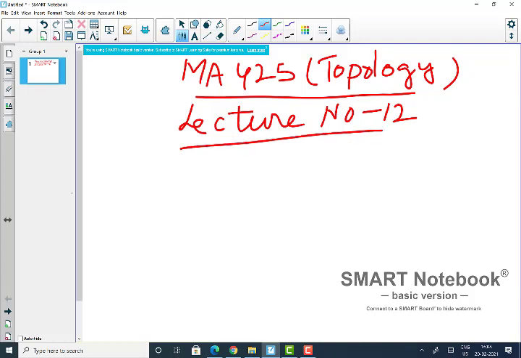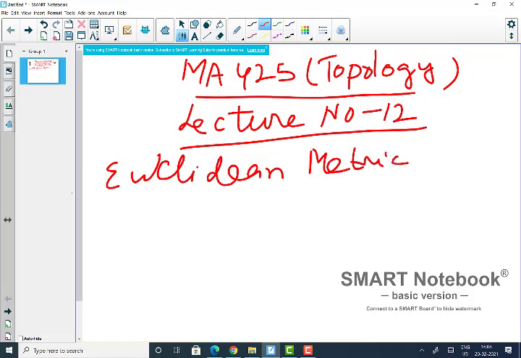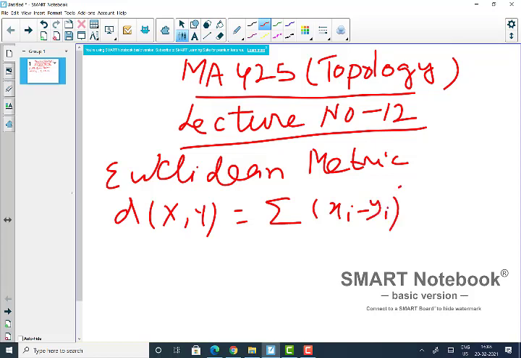12. Now recall that in our last class we learned about two metrics on Rn. What were those metrics? One was the usual Euclidean metric, defined by n-tuples: the sum of (xi minus yi) whole square, i equal to 1 to n, all to the power half. So this was the Euclidean metric.